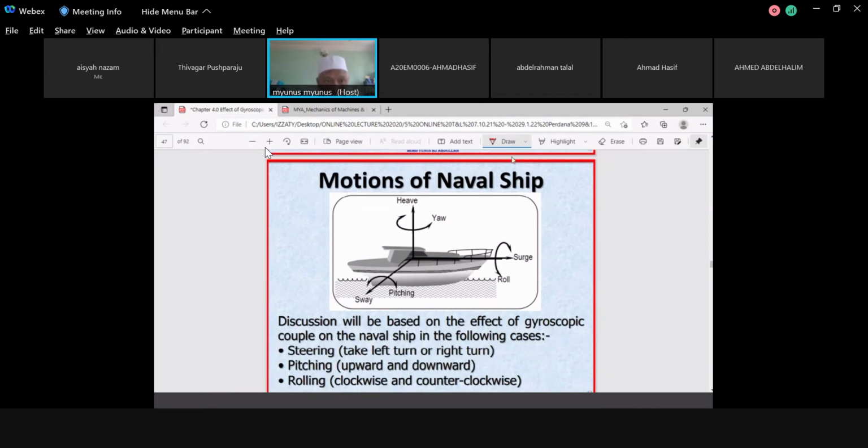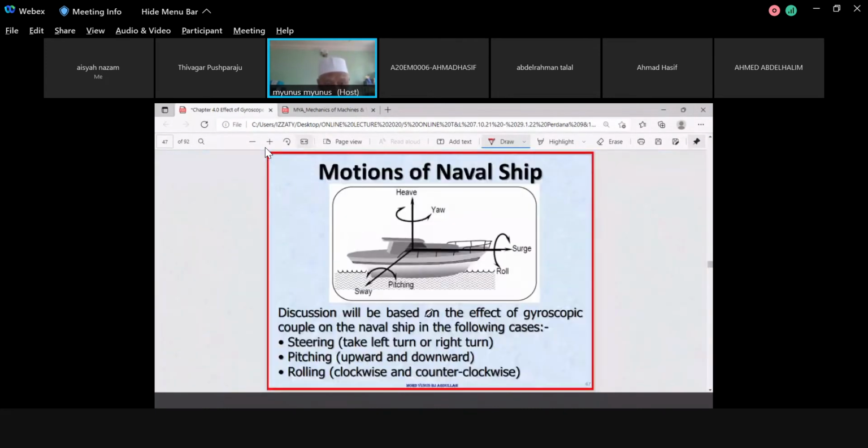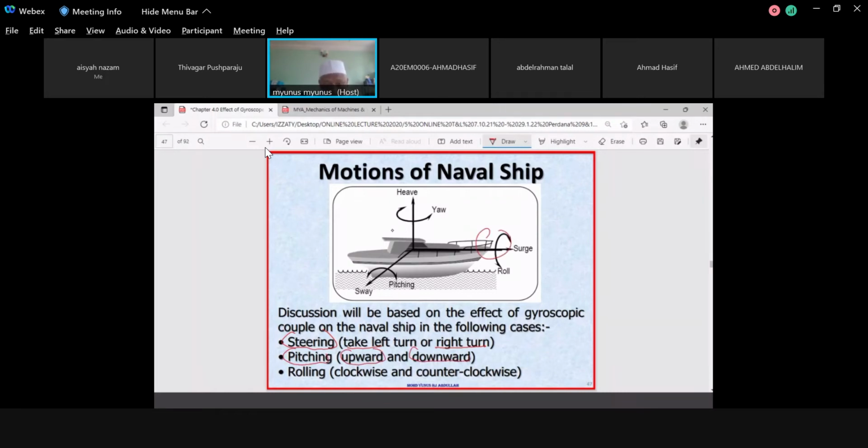You have this one, as I mentioned earlier, steering. The steering could be a turn to left or a turn to right, or right turn and left turn. Pitching, as I mentioned earlier: the bow pointing upward, we call it pitching upward. The bow pointing downward will be pitching downward. Rolling is typically clockwise and counterclockwise, and a very small roll. In particular, they mention the angle.